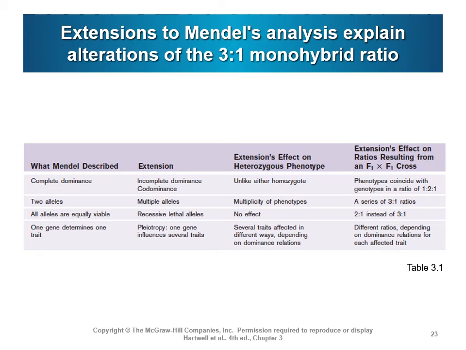Now let's look at extensions to Mendel's law. What Mendel described: complete dominance, two alleles, all alleles equally viable, one gene determines one trait. Extensions: incomplete dominance, codominance, multiple alleles, recessive lethal alleles, and pleiotropy, where one gene influences several traits.